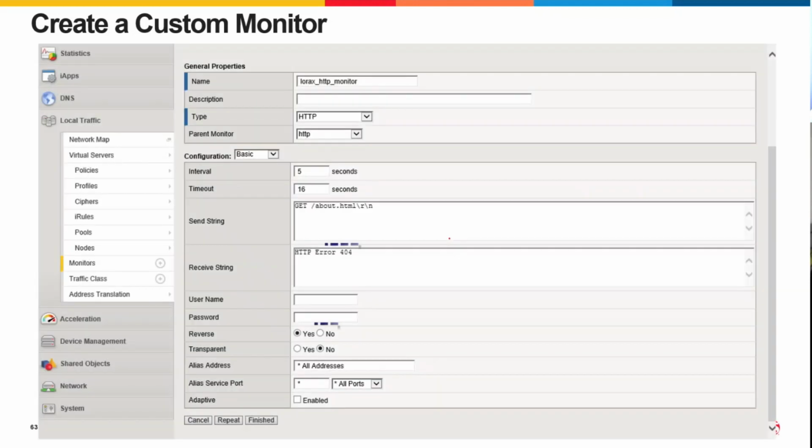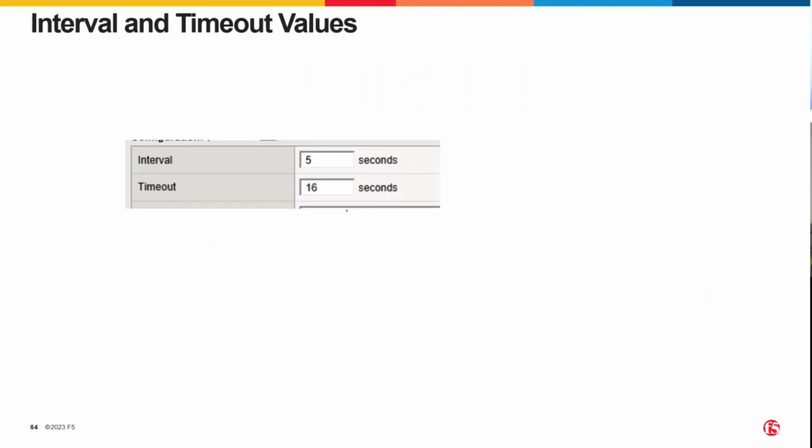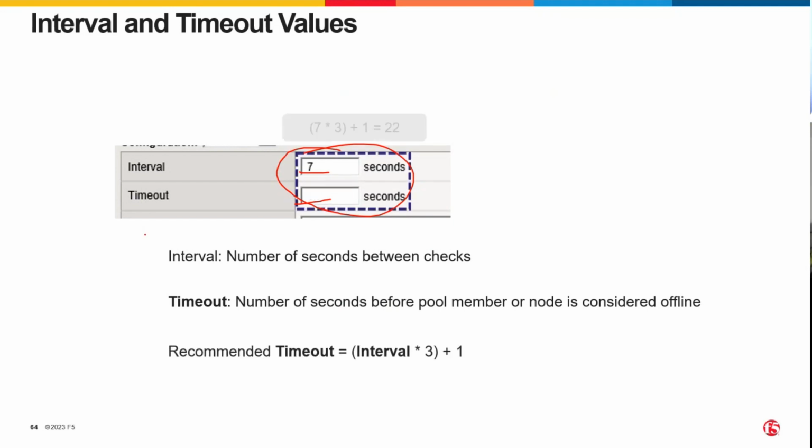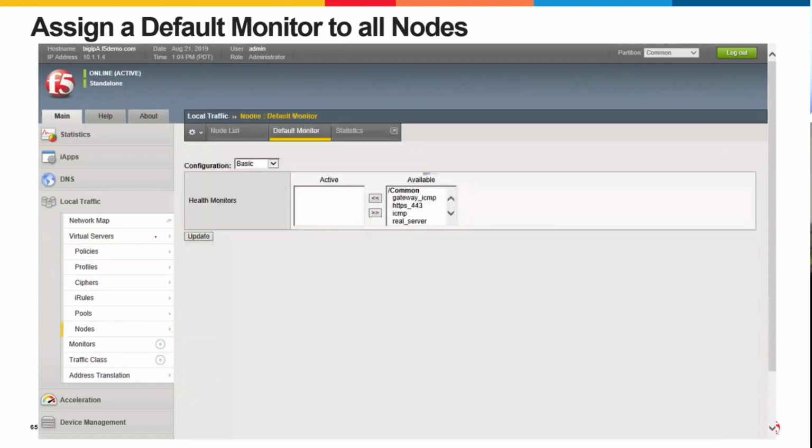I'm skipping all of those other settings because we don't have much time for this. Usually we leave that as it is. So 5 seconds is the interval, and after 16 seconds of no responses from the backend servers, then we mark it offline. Okay. We can modify that, of course.